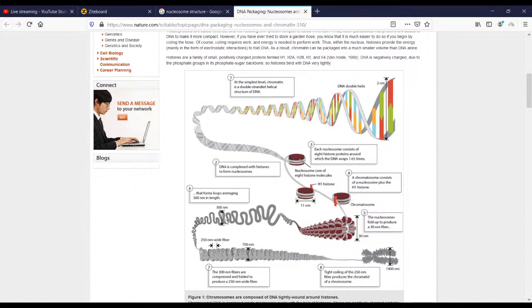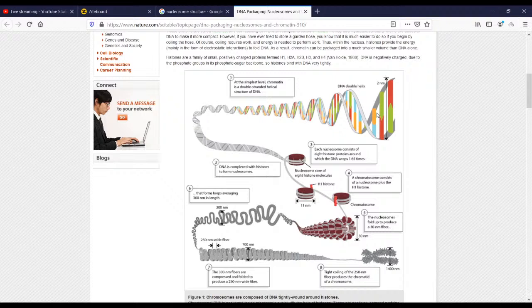This 300 nm one is the chromatin one. Okay, just get the difference. The 300 nm one is the chromatin. It is still haphazard, but this is really condensed. The 1400 nm one, that is the chromosome, the chromatids of the chromosome. This is chromatin. This is the chromatid of the chromosome. This is simple DNA. Okay, the level of compression.